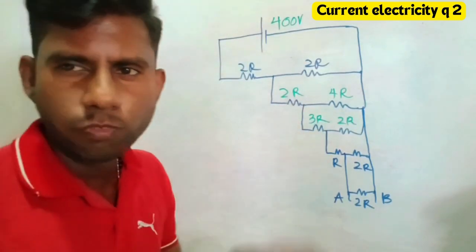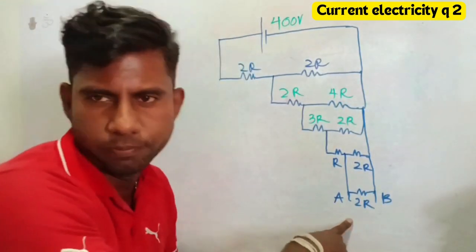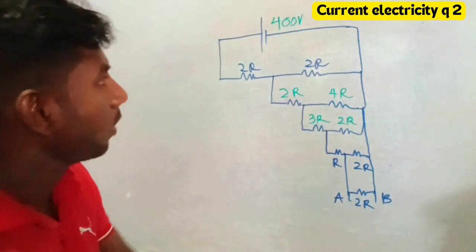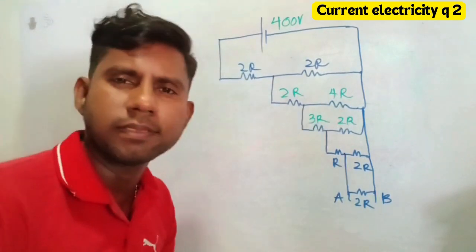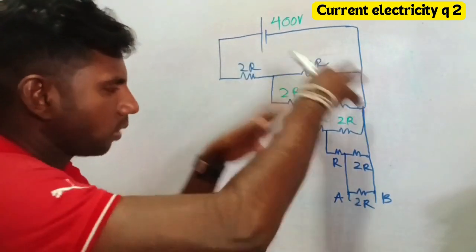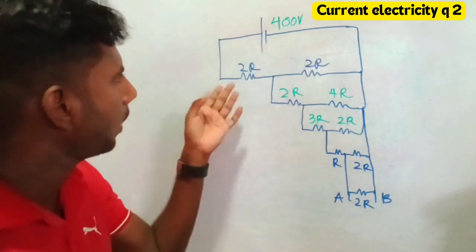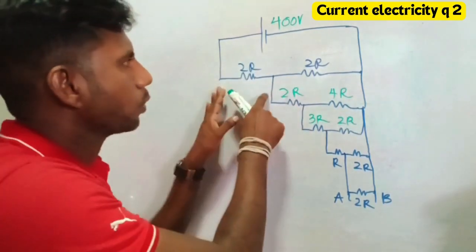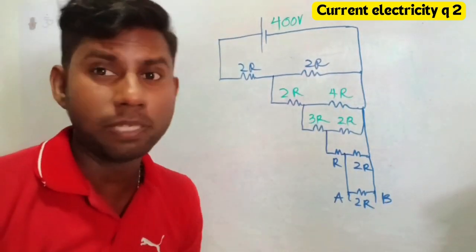They're asking us to find the potential difference AB here, so we have to start from there. For the entire system we have a 400 volt battery, and that goes along the circuit. From here it's divided into 2R and 2R. Here it's 200, here 200. Yeah, we can take it like that, but it's not.